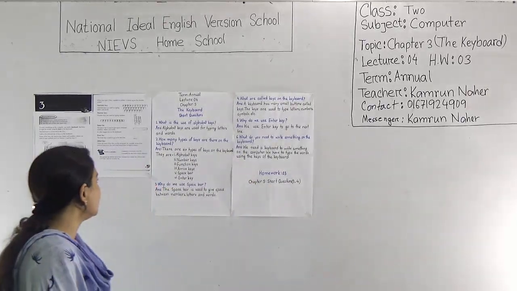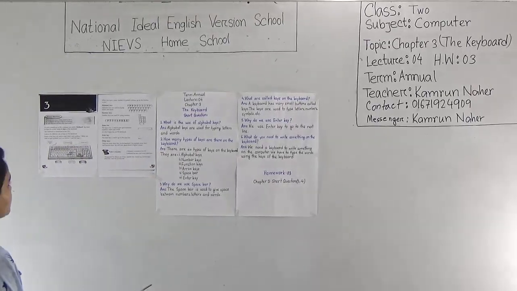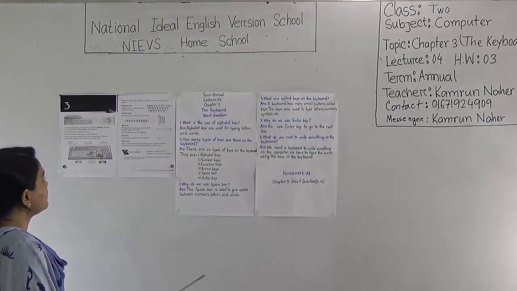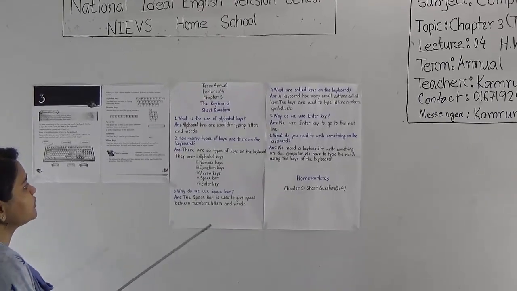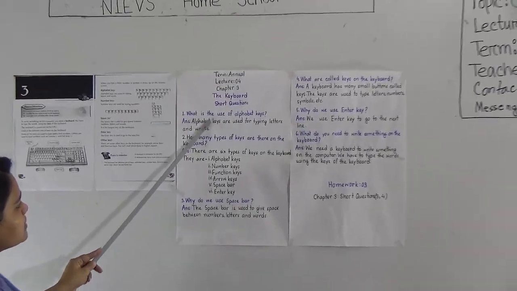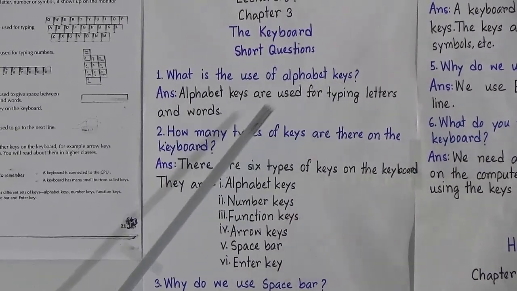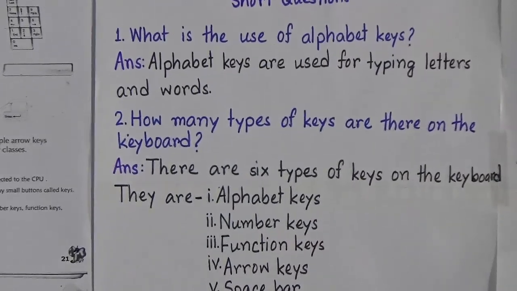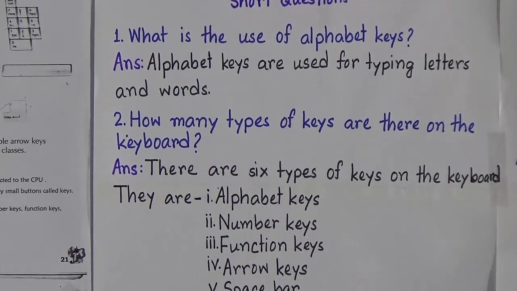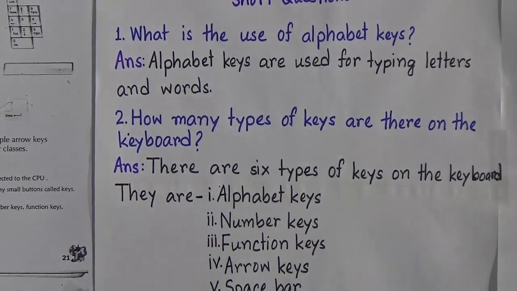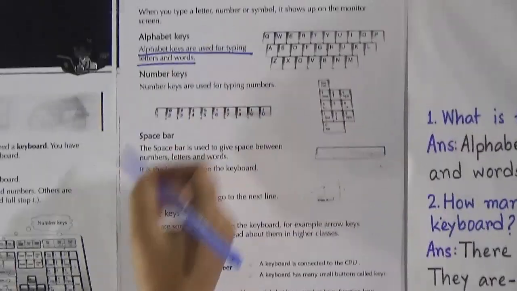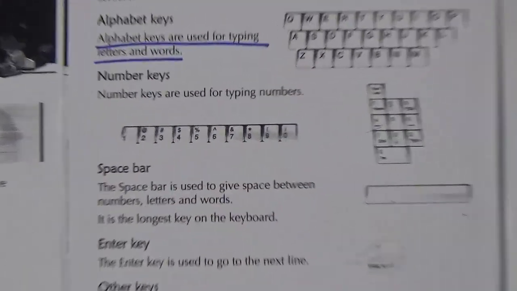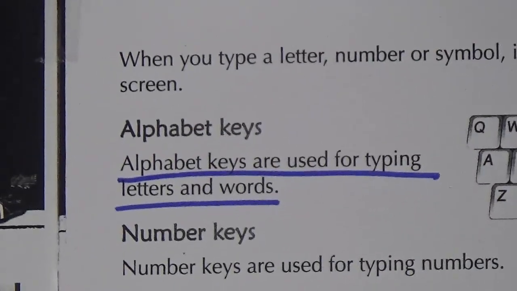Today we will discuss short question answer from this chapter, and our first question is number 1, which is given before. What is the use of alphabet keys? You all know what is the use of alphabet keys, and you will also get the answer in your book. Now look here, alphabet keys. The alphabet keys are used for typing letters and words. So what is the use of alphabet keys? Alphabet keys are used for typing letters and words.